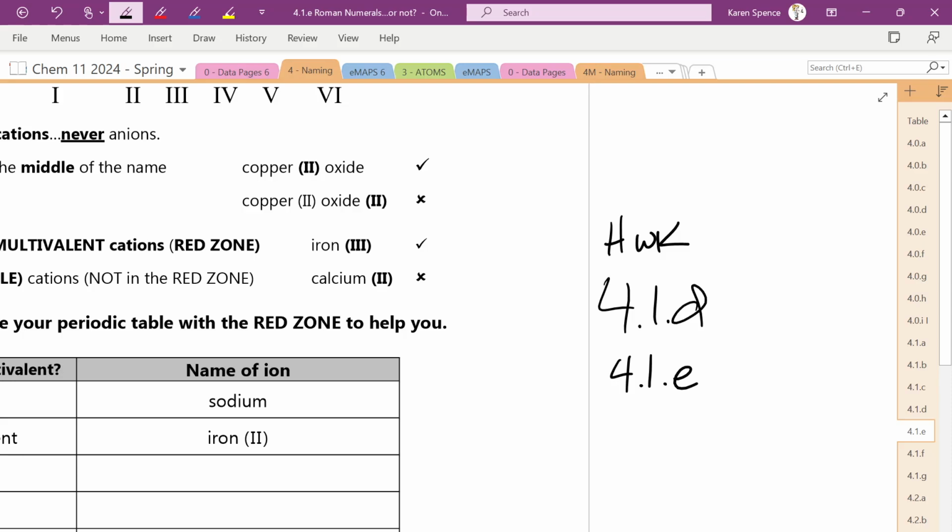If you're working ahead and you need a polyatomic ion sheet, help yourself. You can start on the quiz 4 if you feel ready for it. Absolutely. Yeah.